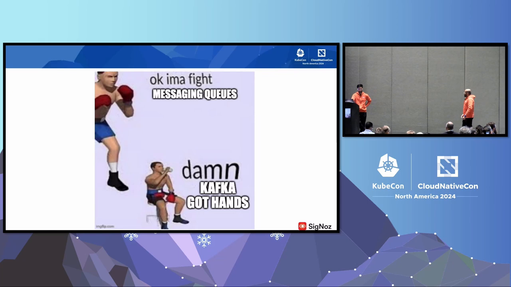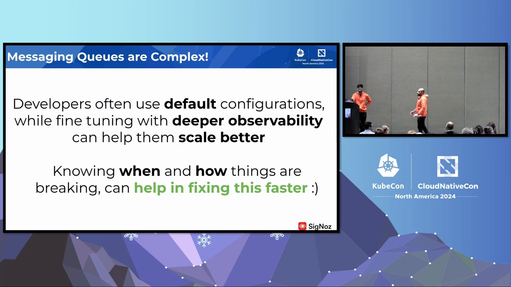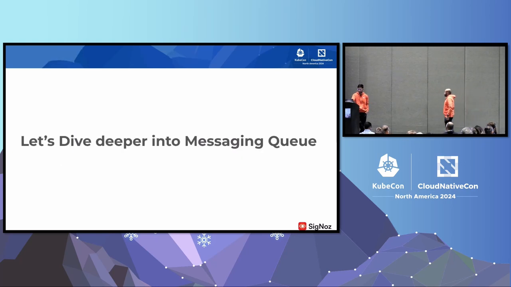I am gonna fight messaging queues, but damn, Kafka got hands. It's difficult, it's complex. Yeah, it's all sort of painstaking. Messaging queues are complex. The thing is, we as developers try to use messaging queues or probably any application in its default configuration. But fine-tuning and getting deeper observability can help them scale better. And knowing what to do and when to do it can help fix things faster. But the thing is that we do not know what is wrong with it right now. So let's dive deeper into messaging queues.